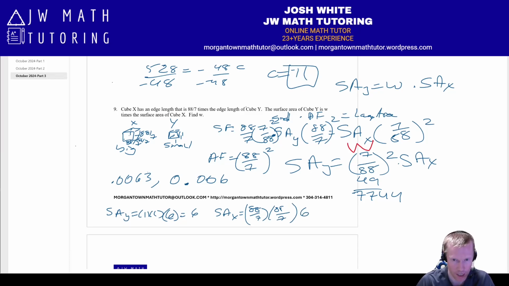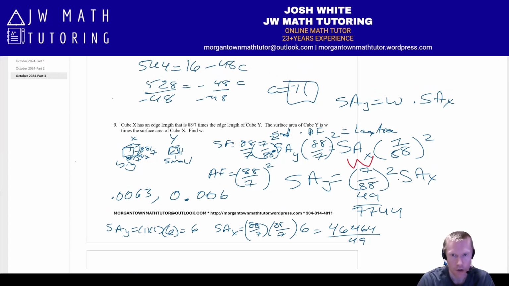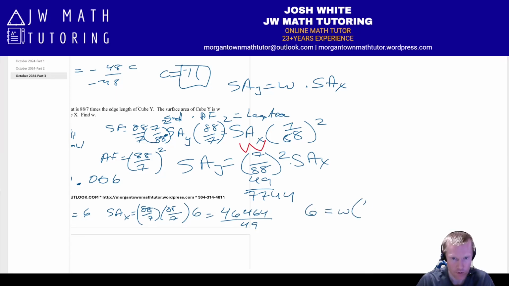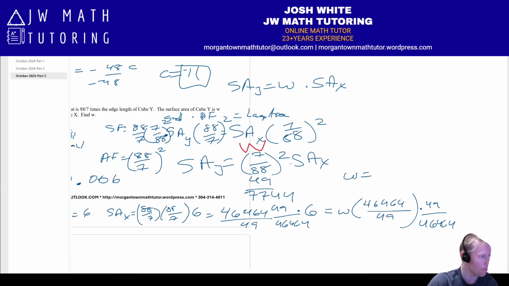So if you multiply this whole thing out, it turns out to be 46464 all over 49. Now you can set up the equation: surface area of y equals w times surface area of x. And now you just solve this for w. So you multiply by the reciprocal here, 49 on top, 46464. Do the same thing over here, times 49 over 46464. And that's going to give us our value for w.